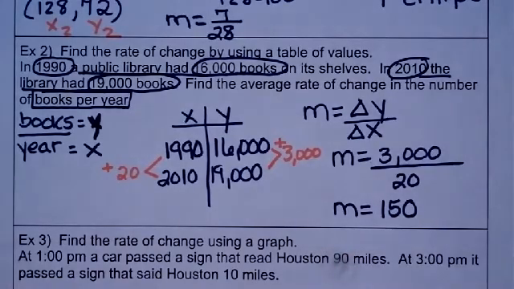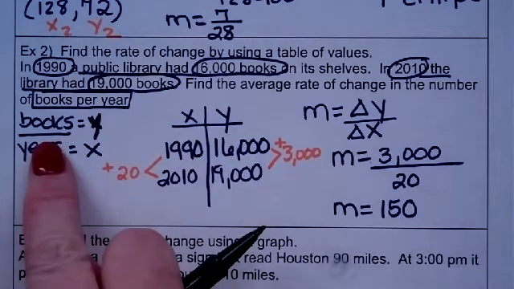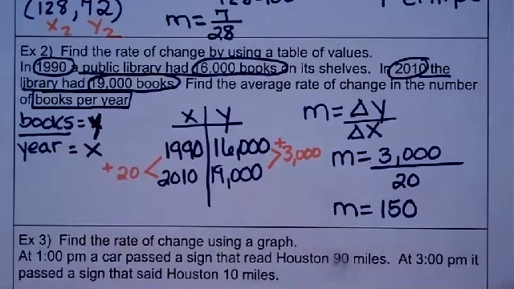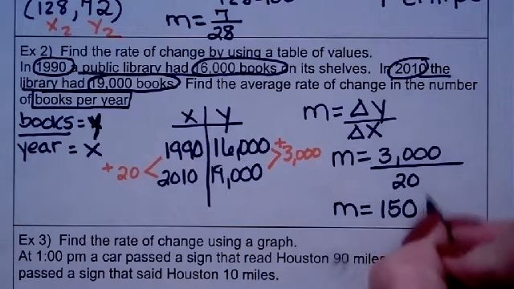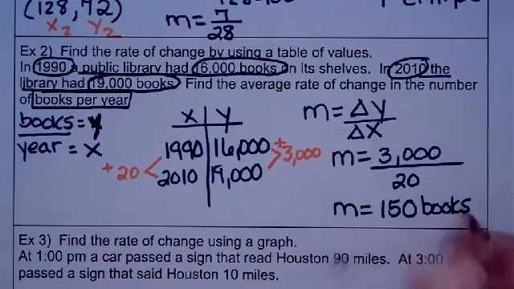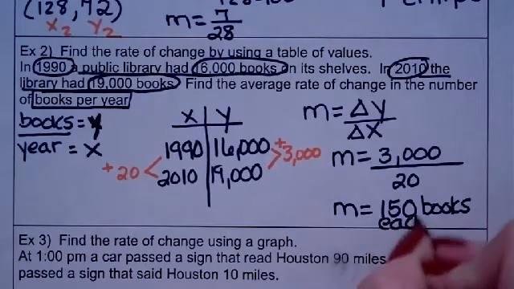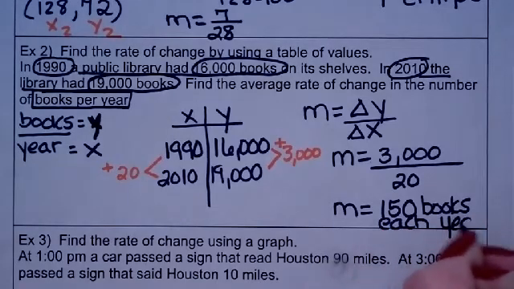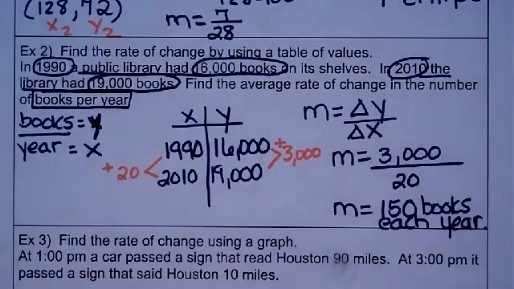Now, what does that mean? Go back right here, books per year. That means the library is getting 150 books each year. So that's my unit rate. It's getting 150 books each year. Okay, now pause your video and copy this down.